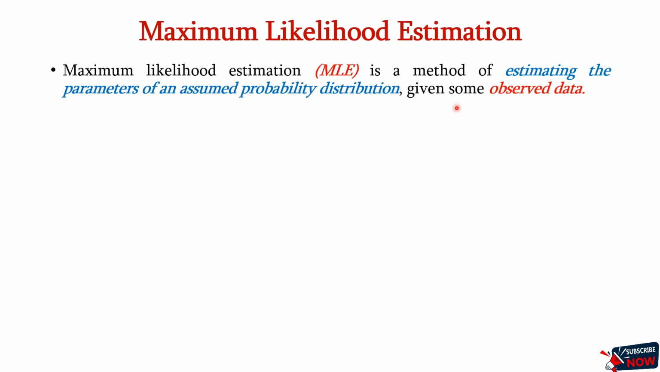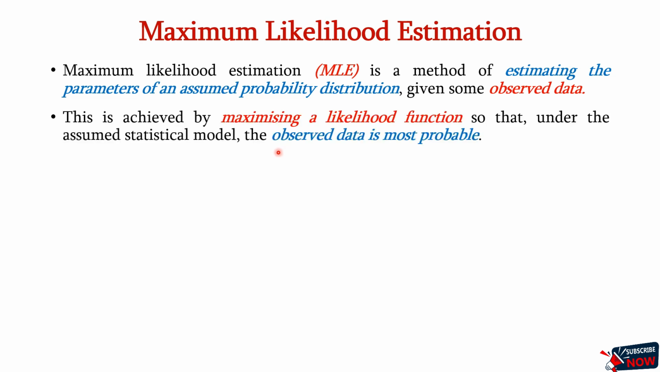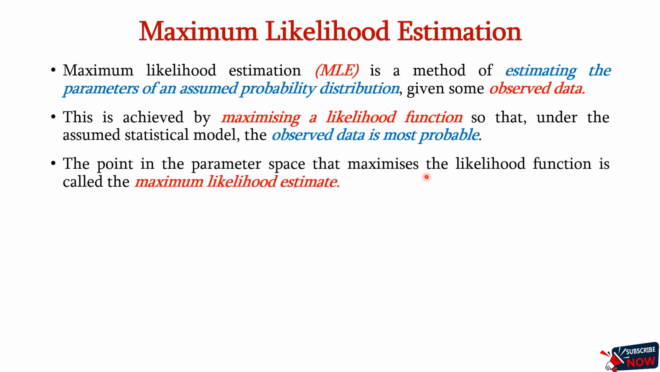Assume that we are given some observed data. Maximum likelihood estimation, or MLE, is a method of estimating the parameters of an assumed probability distribution for the given observed data. This is achieved by maximizing the likelihood function so that, under the assumed probability distribution or statistical model, the observed data is most probable. The point in the parameter space that maximizes the likelihood function is called the maximum likelihood estimate.